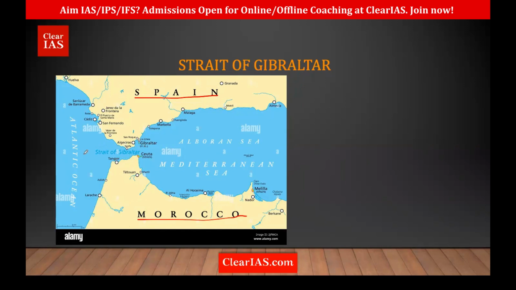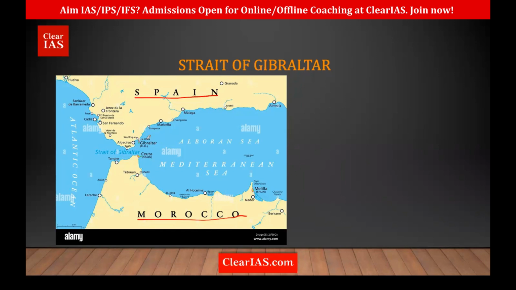Which water bodies does the Strait of Gibraltar connect? On one side we have the Mediterranean Sea and the Atlantic Ocean on the other side. So the Mediterranean Sea is linked to the Atlantic Ocean through the Strait of Gibraltar. Another interesting fact is that Gibraltar is under the control of the UK. Although Spain and Morocco are the bordering countries, there is a small place called Gibraltar here, and it is under the UK. Clear?